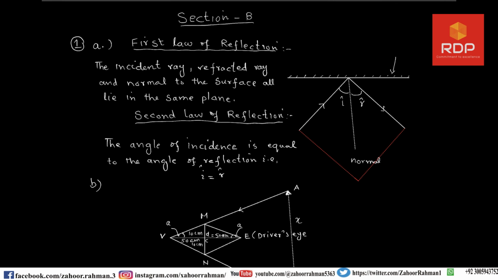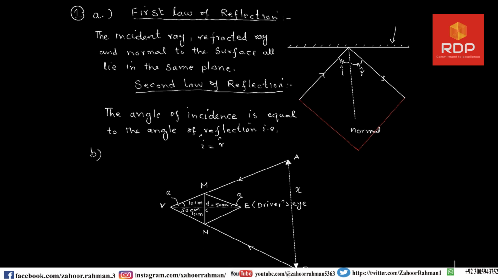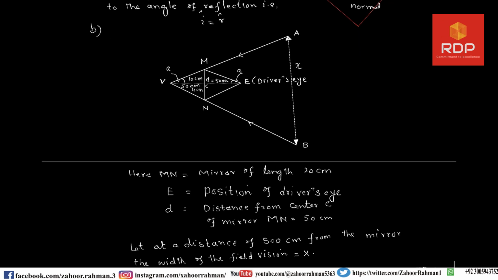The second law of reflection is saying the angle of incidence is equal to the angle of reflection. That is, angle I is equal to angle R. Now in this particular case, this angle will be equal to this angle. If you increase the size of the incident ray, you will find an increase in the reflected ray as well. So those were the two laws of reflection.